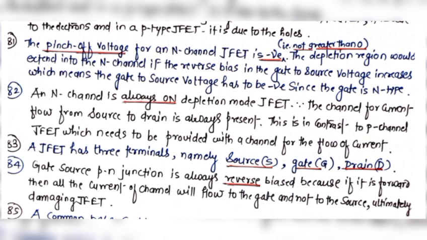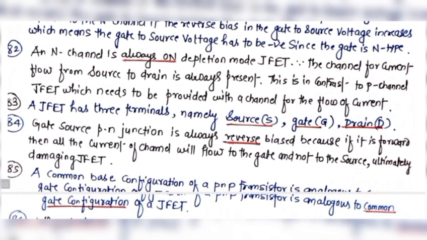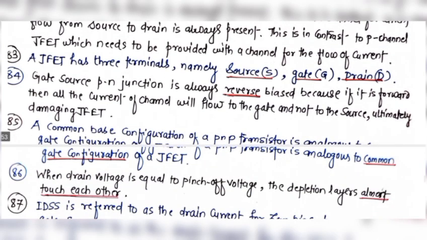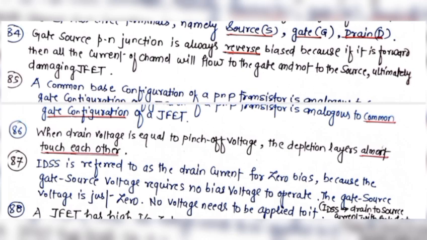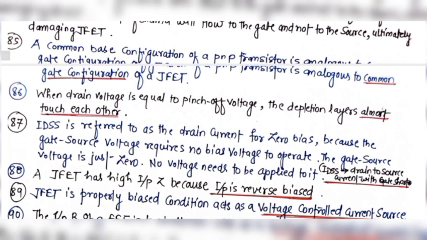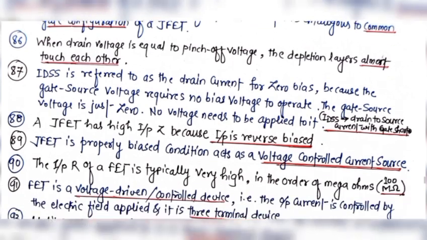A JFET has three terminals, namely source, gate, and drain. The gate-source PN junction is always reverse biased because if it is forward biased, then all the current of the channel will flow to the gate and not to the source, ultimately damaging the JFET. A common base configuration of a PNP transistor is analogous to the common gate configuration of a JFET.